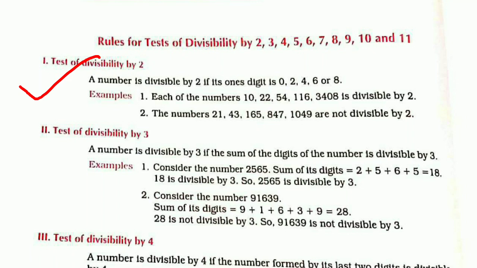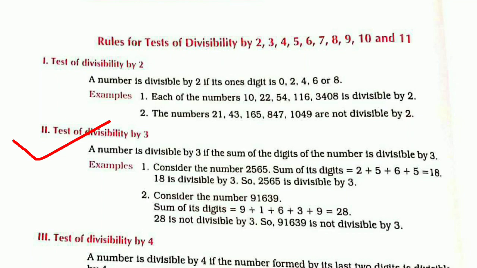Now divisibility test by 3. A number is divisible by 3 if the sum of the digits of the number is divisible by 3. So let us see the example. Suppose the number given is 2565. The sum of its digits is 2 plus 5 plus 6 plus 5, which equals 18. Here we know that 18 is divisible by 3. So hence we can say that this whole number will divide by 3.